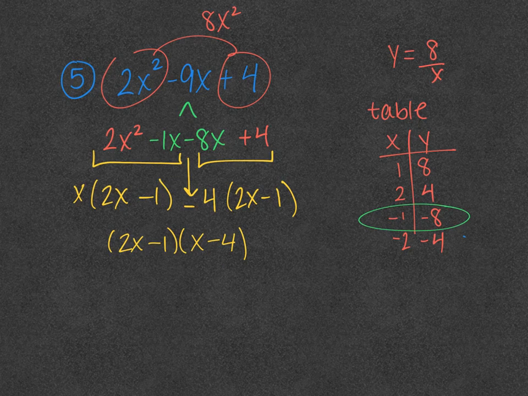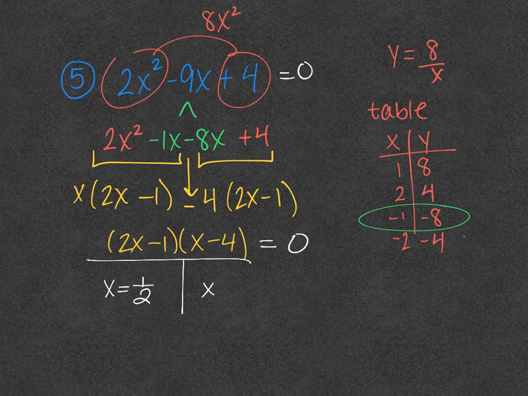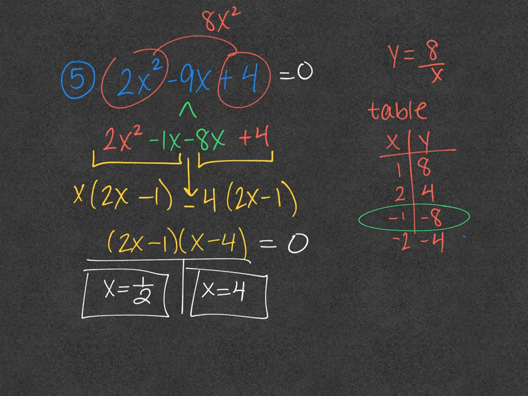And again, if you wanted to find the solutions, it would have to have been set equal to 0. And then you just do a t-chart, setting each piece equal to 0. Now you can solve that on your own. You get 1/2 and you get 4. Those would be your final answers.